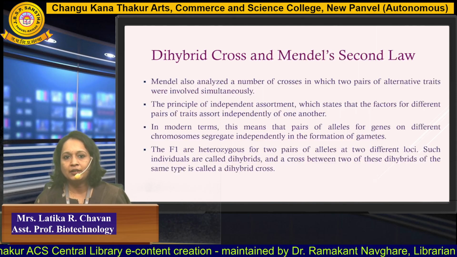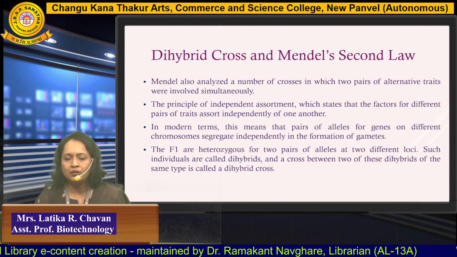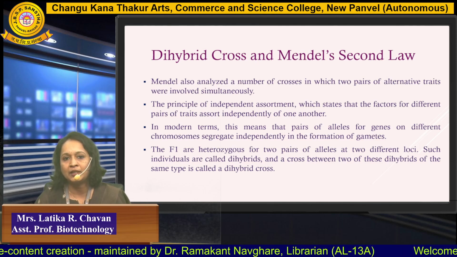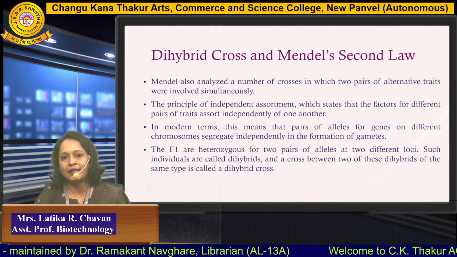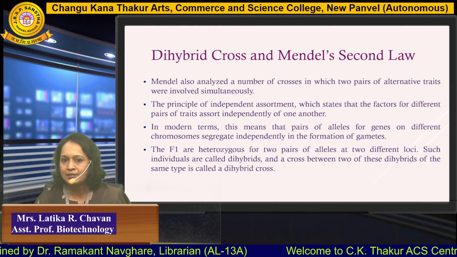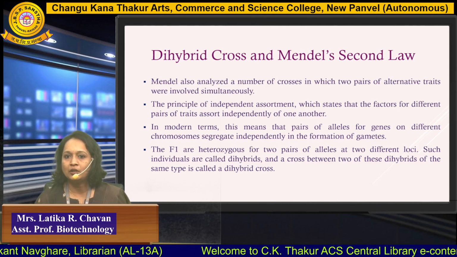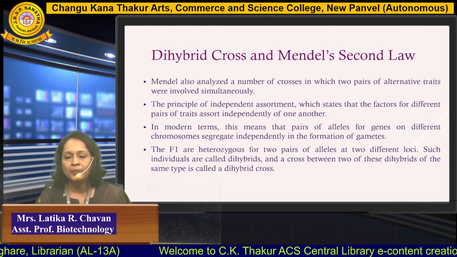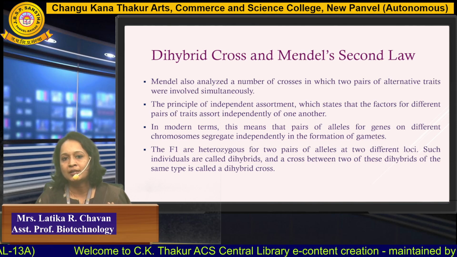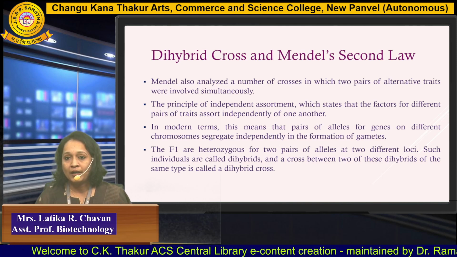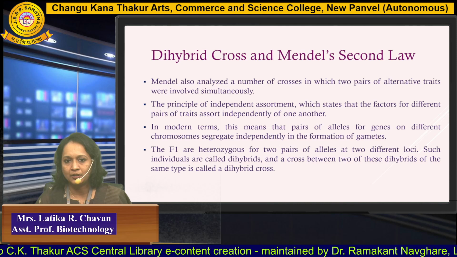The second law, Mendel's second law, the law of independent assortment, is 100% applicable to a dihybrid cross only, because in a dihybrid cross two contrasting characters are considered at a time. You cannot apply Mendel's second law to a monohybrid cross. Why? Because in a monohybrid cross only one contrasting allele pair is considered, while in independent assortment, two contrasting characters have to be there.